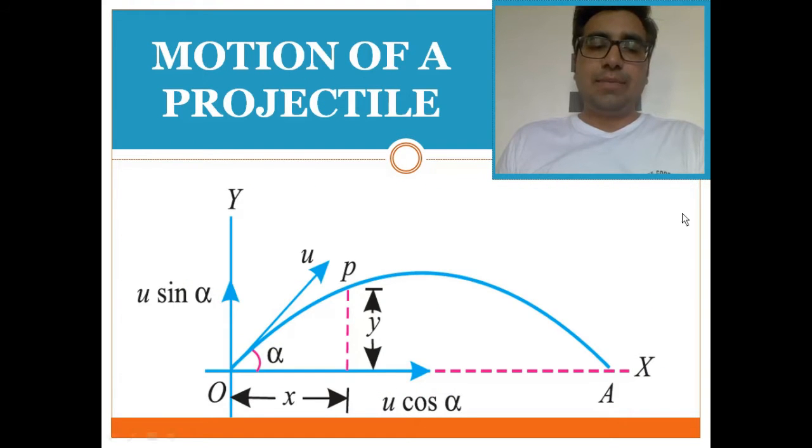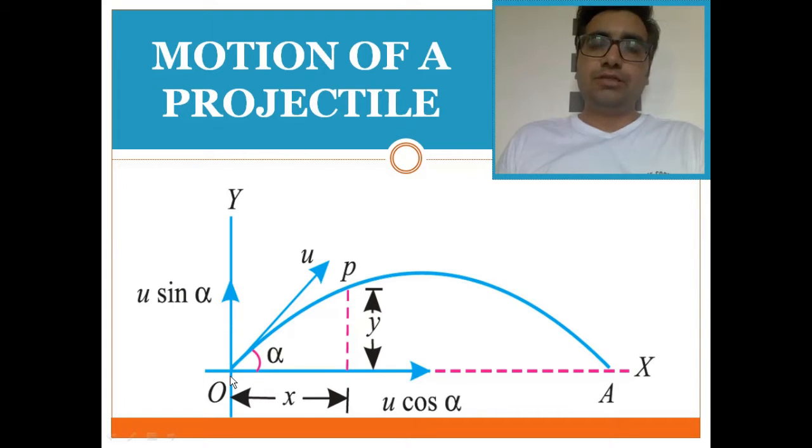Let us consider a particle is thrown from point O and it falls at point A. The particle was projected with initial velocity u at an angle of alpha. So the velocity of projection is u and the angle of projection is alpha. Now this particle is projected, it will have two components. One is the horizontal component of the velocity and one will be the vertical component of the velocity. The horizontal component of the velocity is going to remain constant throughout the motion, whereas the vertical component of the velocity is under the influence of acceleration due to gravity.